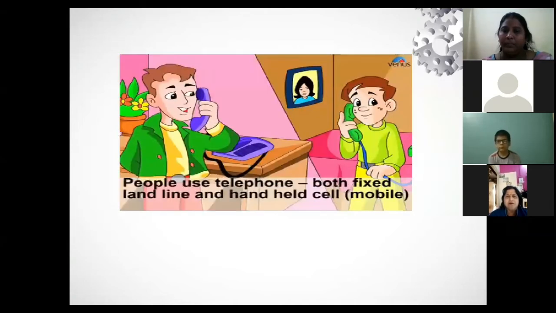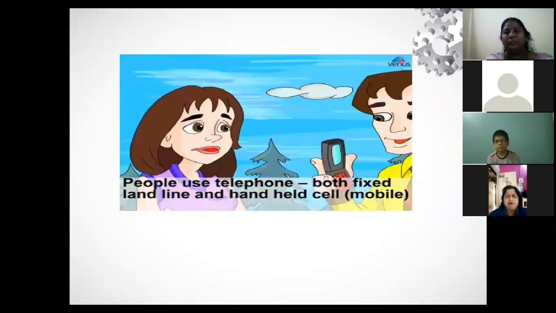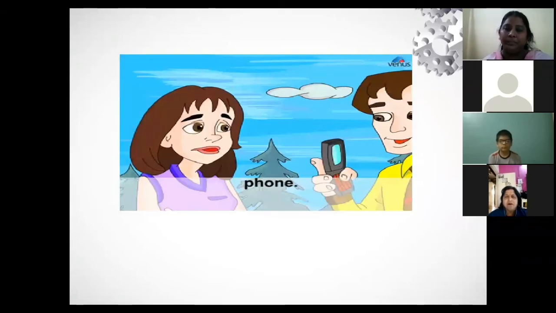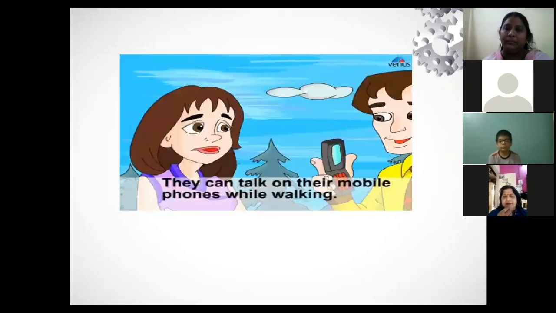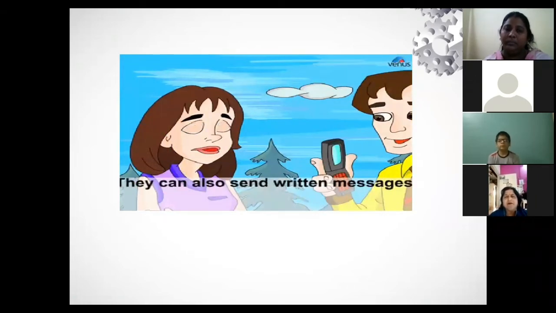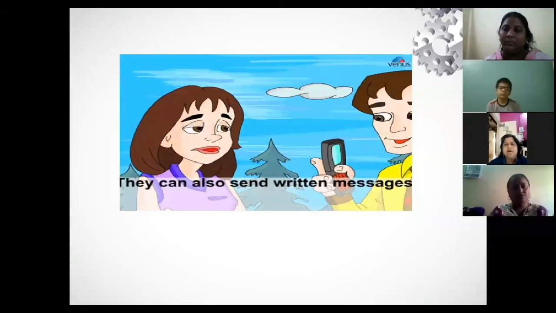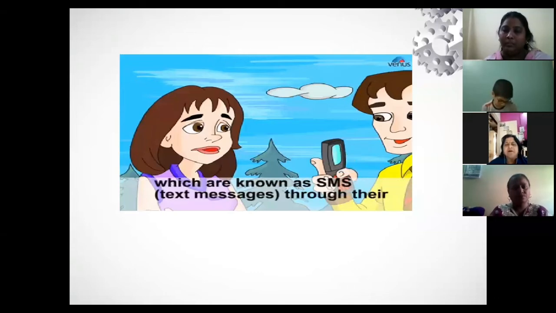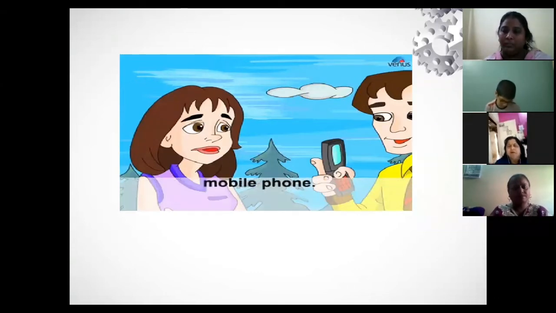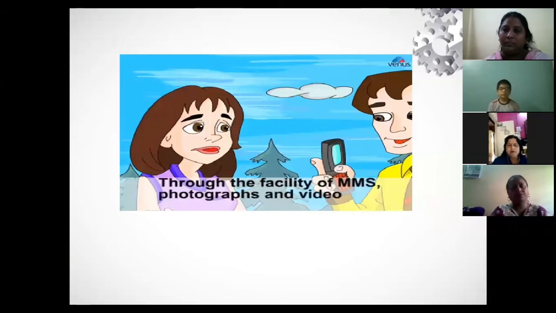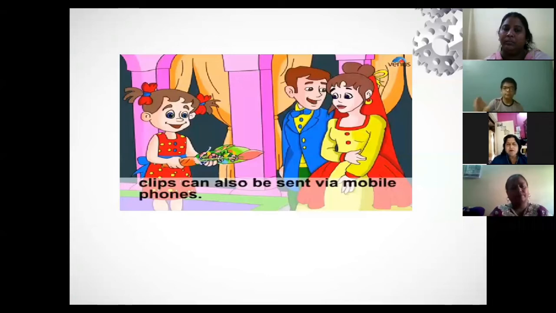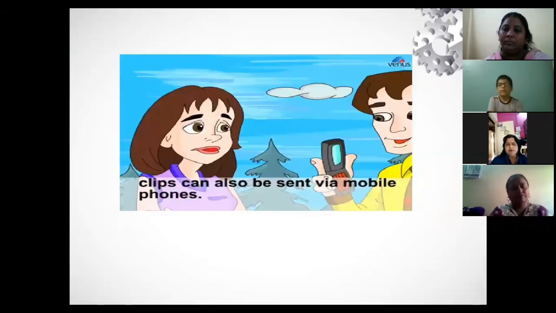People use telephone, both fixed landline and handheld cell or mobile phone. This is the quickest way to communicate. People can talk on their mobile phones while walking. They can also send written messages, which are known as SMS or text messages, through their mobile phone. Through the facility of MMS, photographs and video clips can also be sent via mobile phones.